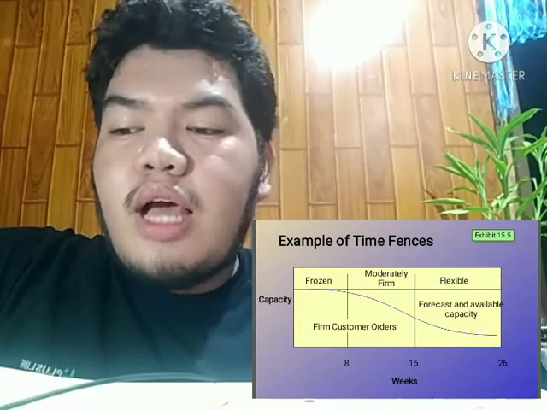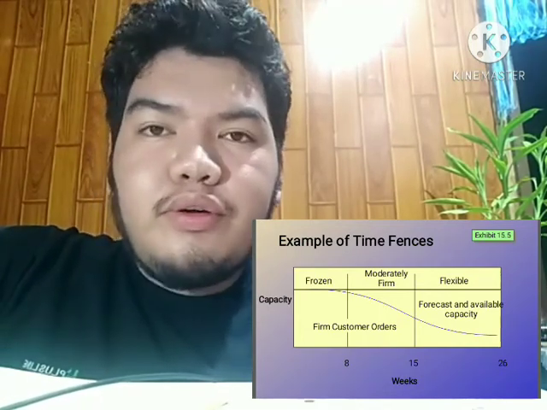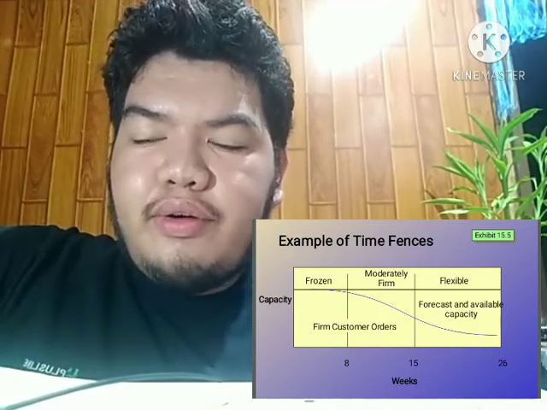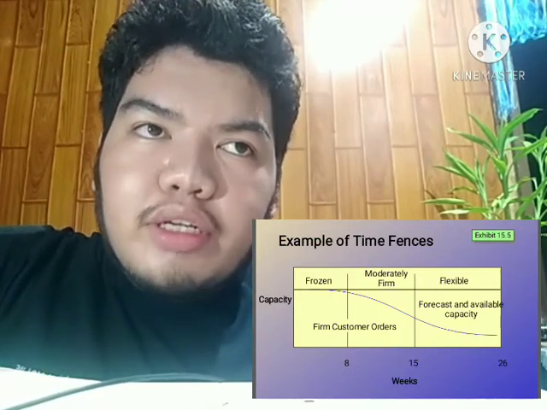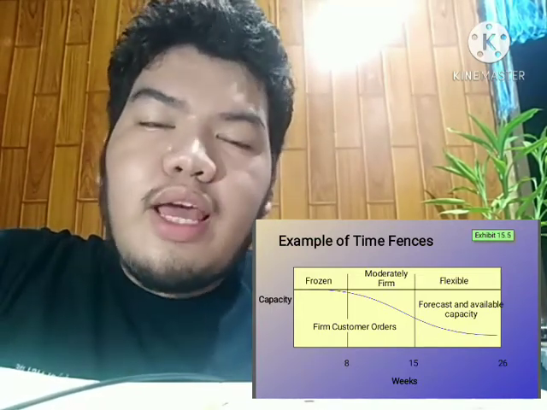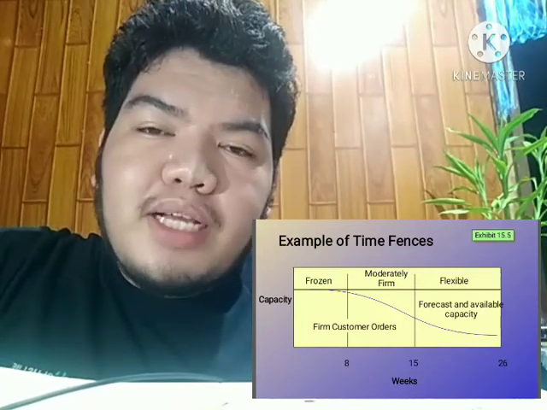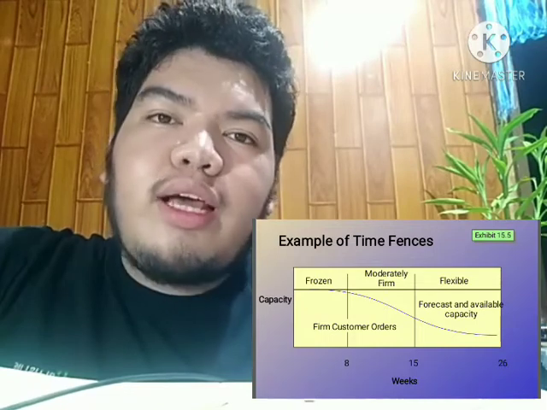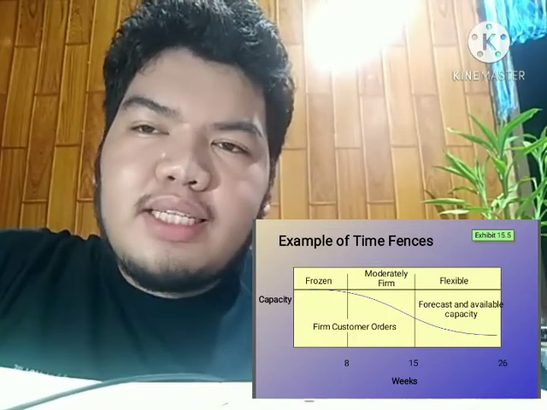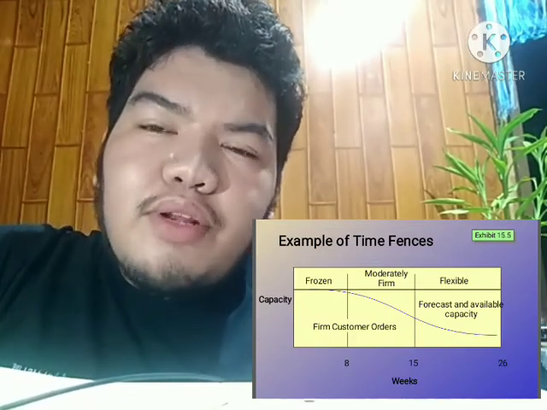Dito po sa dalawa, parang ito po yung pinakang firm customer orders or yung actual orders po nung customer sa inyo. And then, dun po sa pangatlo ay flexible na kung saan makikita po natin doon sa pagtagal po ng week, pagbaba din po ng capacity kasi nangyayari na po doon ang iba't ibang changes. By that, the next topic is the material requirements planning system.